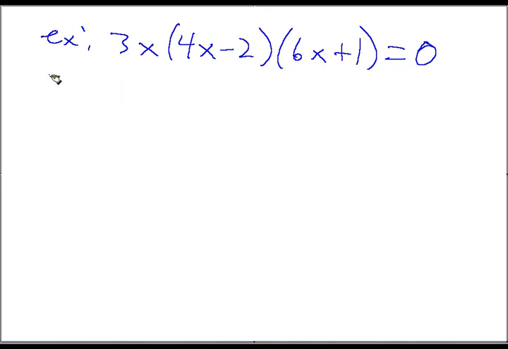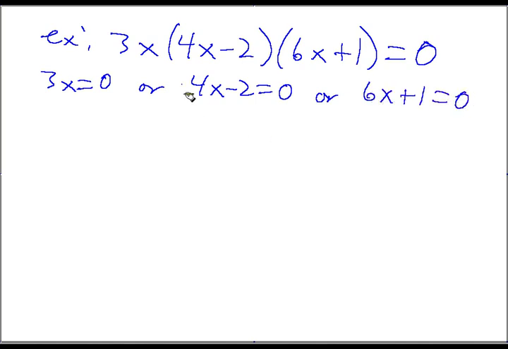All right? So this means what? Either 3x is equal to 0, or 4x minus 2 is equal to 0, or what? 6x plus 1 is equal to 0. Can we see that? One of these three factors has to be 0. Otherwise, how can their product be 0? They can all be 0, but at least one of them has to be 0 in order for the product to be 0. So again, all we're doing is what? Once I get the product of these factors, I just set them all individually equal to 0, and find out what x is that will make these factors 0.